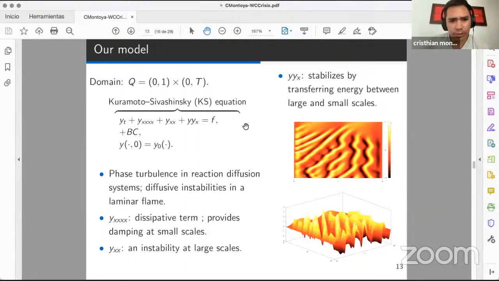So our model is this fourth-order parabolic equation that I mentioned before. The state is related to reaction diffusion processes. The fourth derivative is the dissipative term, which physically represents a dissipative phenomenon, but at smaller scales. Meanwhile, the second term is related to some instabilities, but at large scales. And finally, this nonlinear term is a transferring term of energy between small and large scales. This is a simple simulation using finite elements, but I have some comments about what kind of elements we can use in an efficient form.